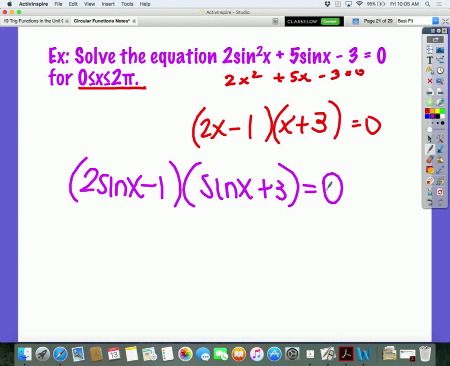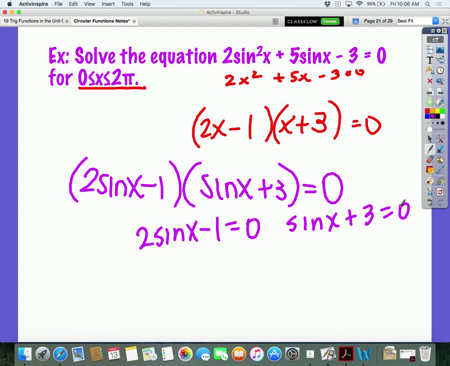And then using the same thing that you know about solving quadratics, once you factor, what do you do from there? You solve for the factor, by sending it to zero, setting both factors equal to zero, and then you solve them separately. So we'll have 2 sine x equals 1, divide both sides by 2. And now we're basically down to the point where we've done those other problems, okay?